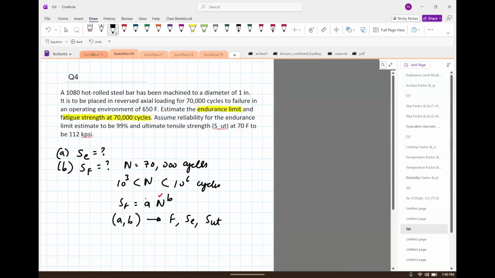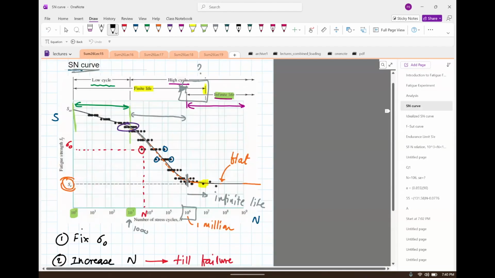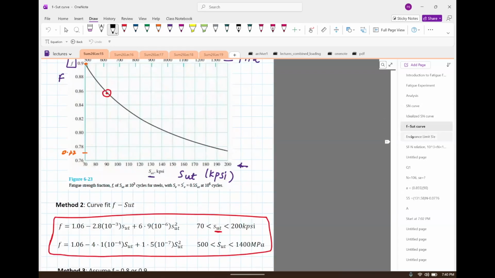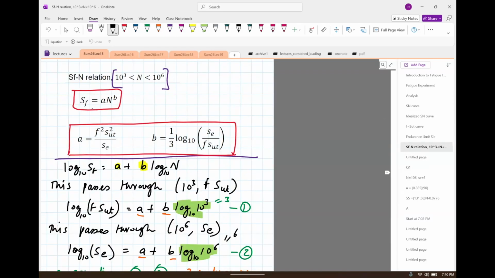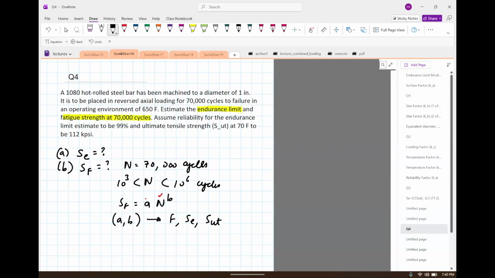So if we go back to the previous section, we saw this formula. Yeah, here. So a, b depend on Sut, Se, and f. So going back, a, b can be found if you know f, Se, Sut. F, we know there's a formula which is based on that curve, but f depends on Sut. So once you know Sut, you can find f, and Se has to come from the first part. So really, it's clearly a demarcated problem where you need to solve for A first before you can attempt B, because part B depends on A.